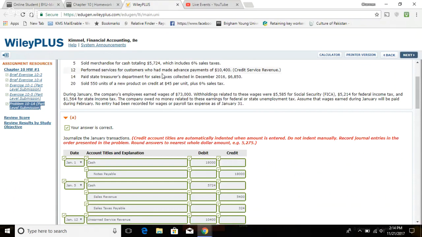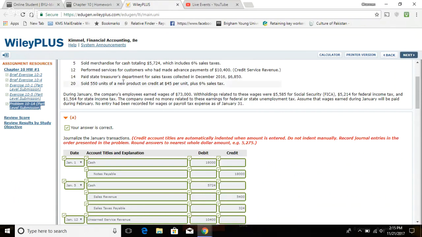Because the amount includes the 6% sales tax, in order to back out the amount of sales tax payable, we would divide 5,724 by 1.06, which is 100% plus the 6% sales tax here. And we would get $324 was the amount of sales tax. And so we would credit sales tax payable $324. Our sales revenue then is $5,400. And of course, we debited our cash $5,724.